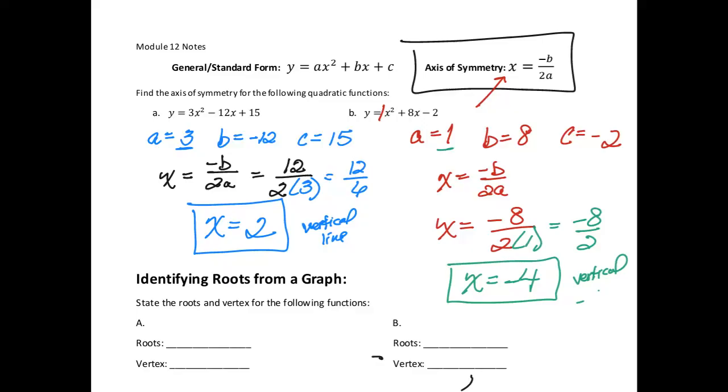So that is a vertical line going through -4. And you know what else we know about each of these? My vertex over here is going to be 2 something. My vertex over here is going to be -4 something because they lie on that axis of symmetry.